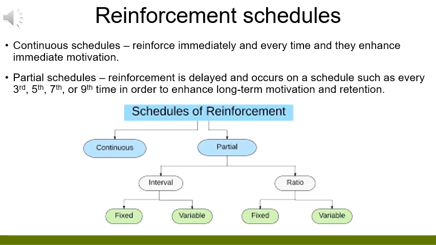That human operant conditioning or shaping is reinforced through reinforcement schedules. So, continuous schedules are where you reinforce positive outcomes immediately. And every time someone does something and they enhance immediate motivation, but that immediate motivation starts to wane over time. So then you introduce partial schedules on certain intervals or ratios. So a partial schedule is when reinforcement is delayed and occurs on a schedule such as every third or fifth or seventh or ninth time. This helps enhance long-term motivation and retention.